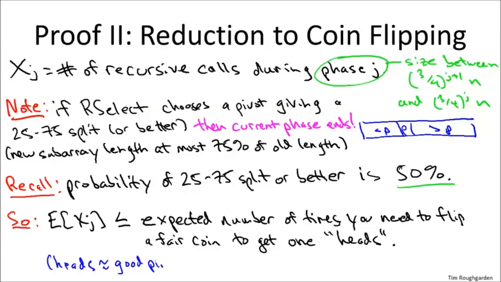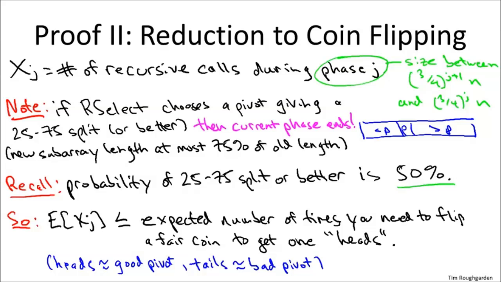Now, if you get a pivot which doesn't give you a 25-75 split, you may or may not pass to a higher phase j, but in the worst case, you don't. You stick in phase j if you get a bad split, and that's like getting a tails in the coin flipping experiment, and you have to try again. This correspondence gives us a very elementary way to think about the progress that a randomized selection algorithm is making. So there's one recursive call at every step in our algorithm, and each time we either choose a good pivot or a bad pivot. Both could happen, 50-50 probability. Good pivot means we get a 75-25 split or better. Bad pivot means, by definition, we get a split worse than 25-75.